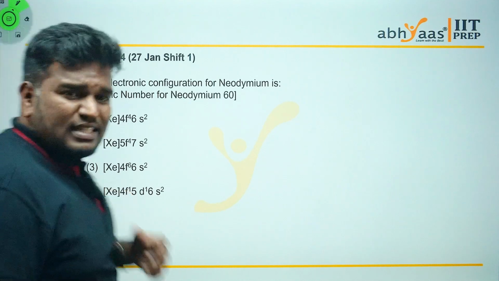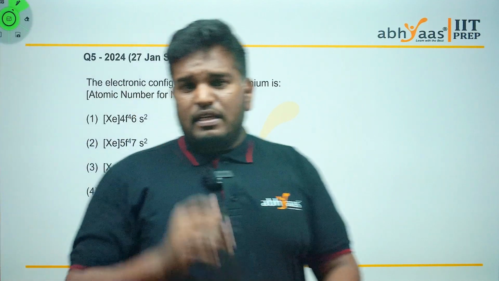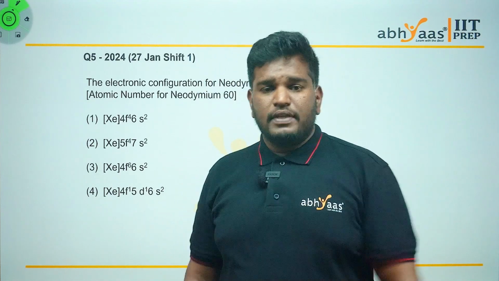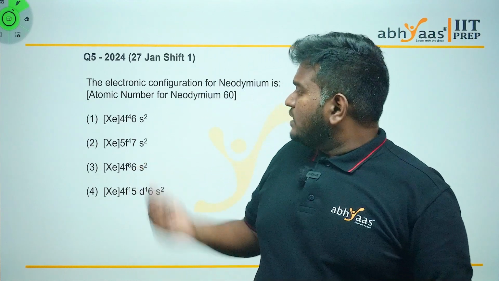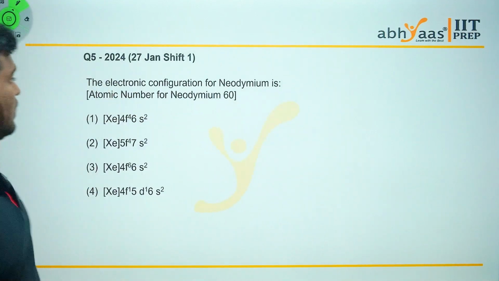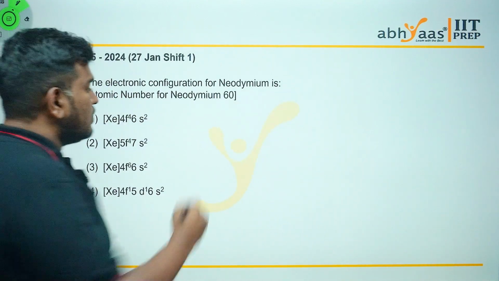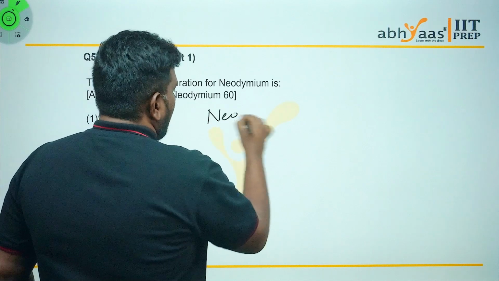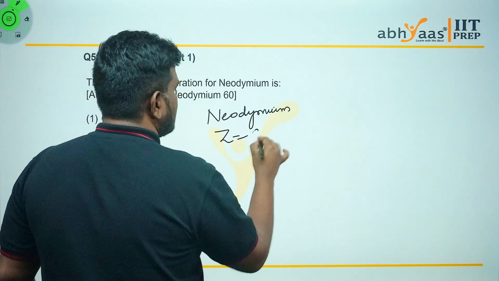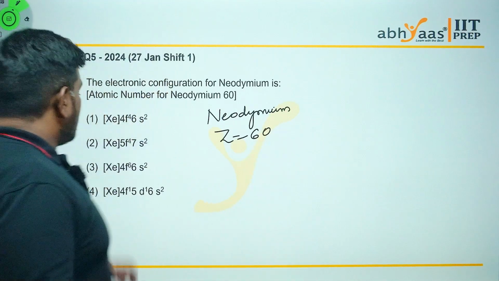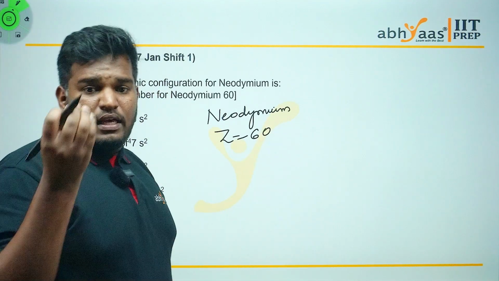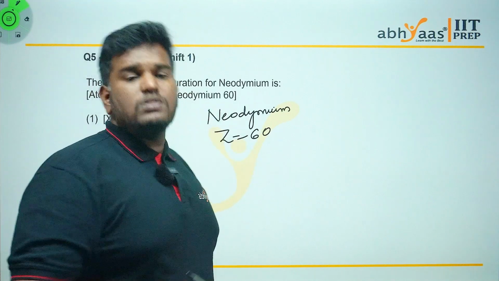So here is an easy question for you. It is about the atomic number and the electronic configuration. So here, what is the question? We have to find the electronic configuration of neodymium. Okay, neodymium. So neodymium has the atomic number 60, right? So first of all, we have to know which is the noble gas which is close to neodymium.